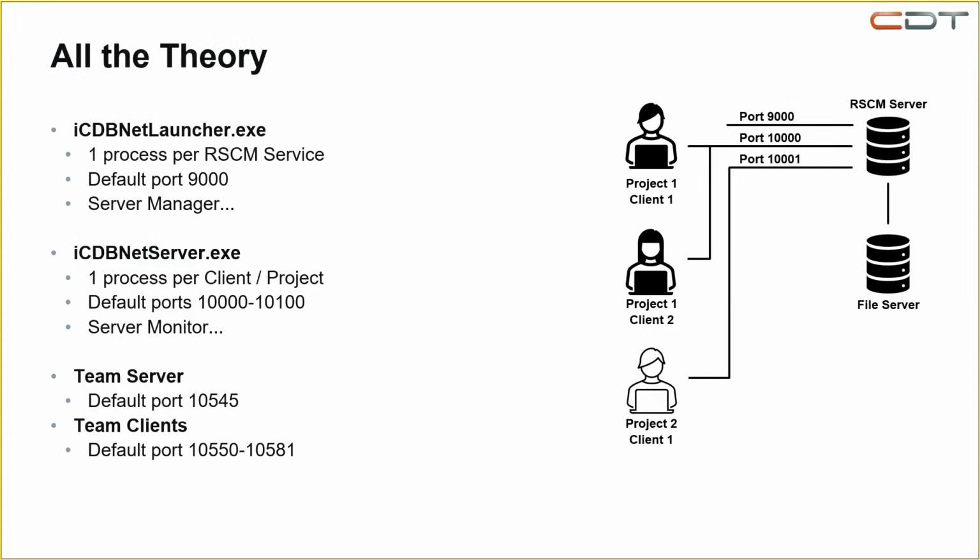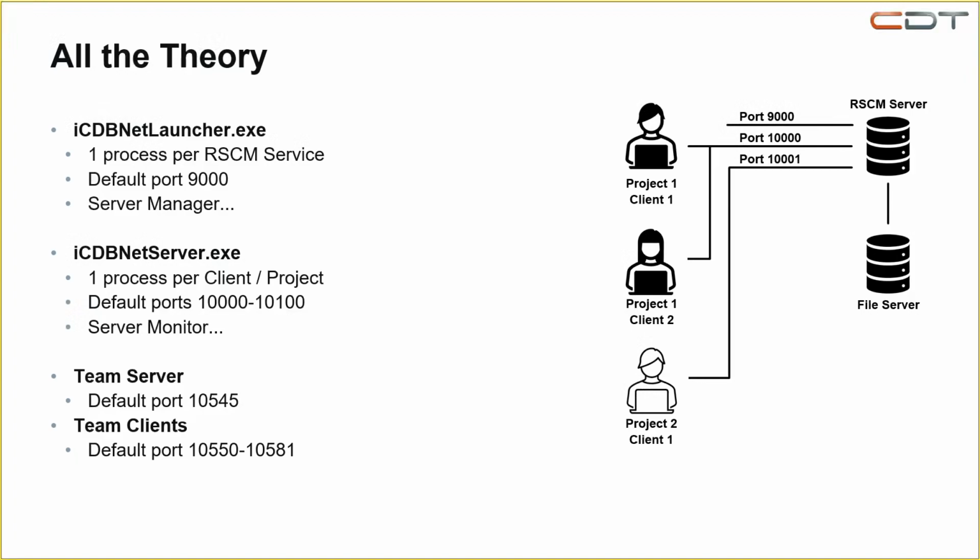ICDB Net Server processes, however, may demand significant system resources depending on the size of your project. An RSCM server can run up to 100 ICDB Net Servers in default configuration, but this number is actually limited by available system resources. If your system lacks capacity, you should plan for your RSCM server to support fewer ICDB Net Servers. ICDB Net Server runs by default on the range of 10,000 to 10,100. These ports also can be changed through the server monitor.